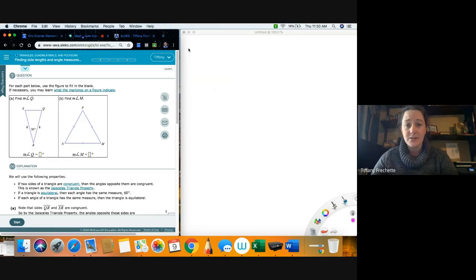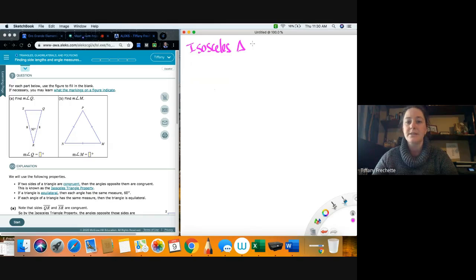So an isosceles triangle, and I'm just going to write this at the top. I want to make sure I'm spelling that right. Isosceles triangle, and I'm going to use the symbol triangle instead of the word triangle. So isosceles triangle means that two or more sides are congruent. So two or more sides.